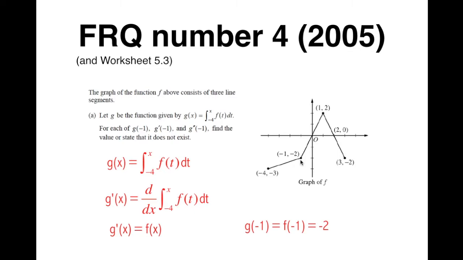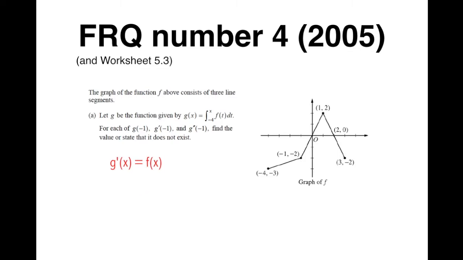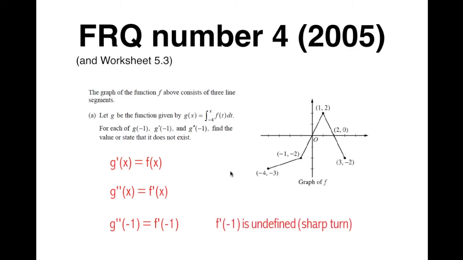Last question, what is g double prime of -1? If g prime of x is f of x, then g double prime of x is f prime of x. I can differentiate both sides. And again, I can look at the graph. At -1, what is the slope of f at -1? Here's the graph of f. What is the slope at -1? The slope is undefined. The slope from the left here is different from the slope from the right. So f prime of -1 is undefined, which means g double prime of -1 is undefined.